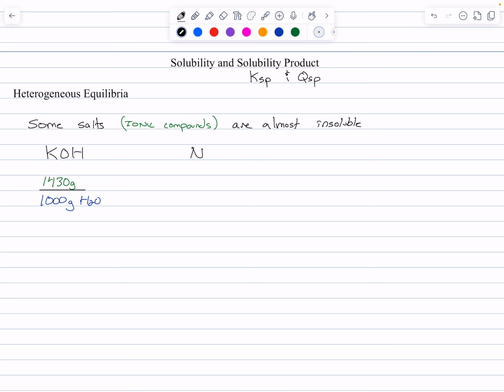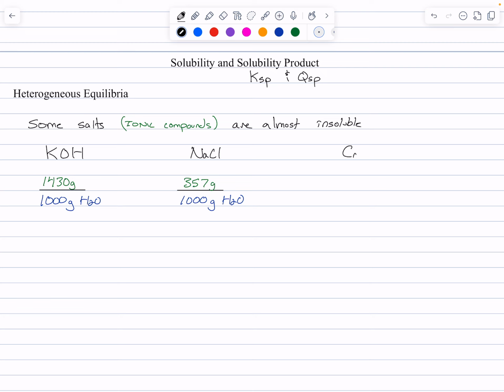Sodium chloride. Again, for our 1,000 grams of water, we can get 357 grams of sodium chloride, which is a lot. Not as much as potassium hydroxide, but a lot.